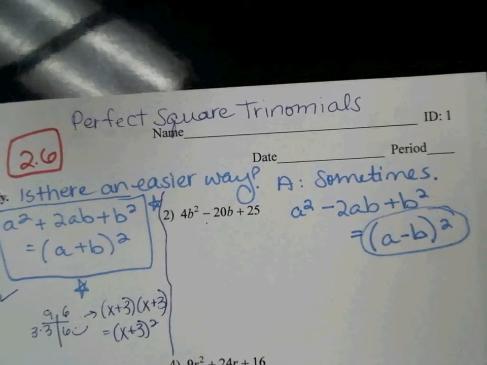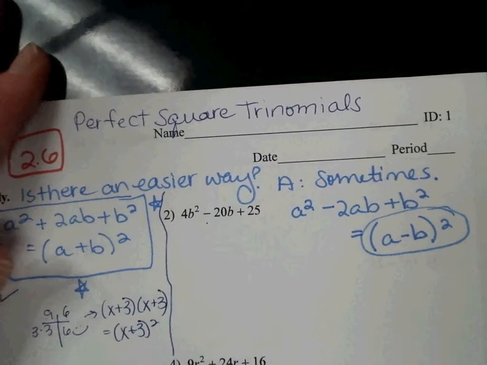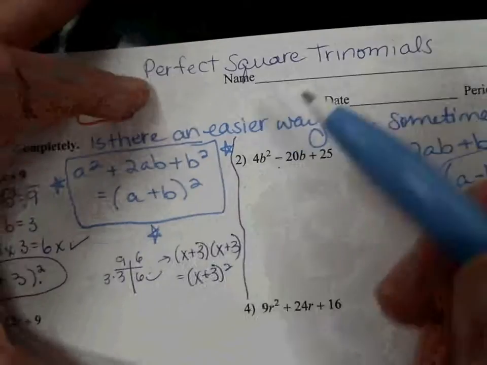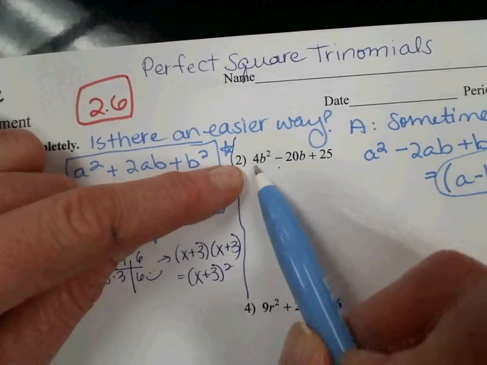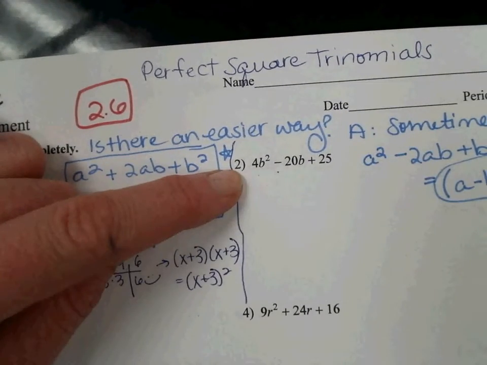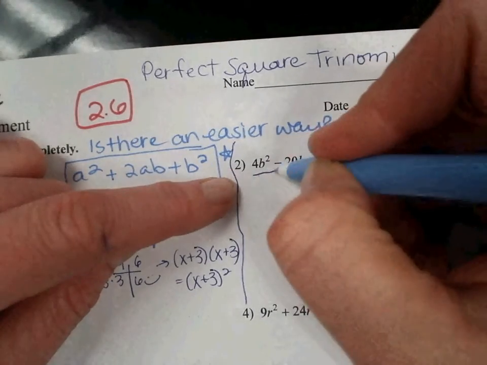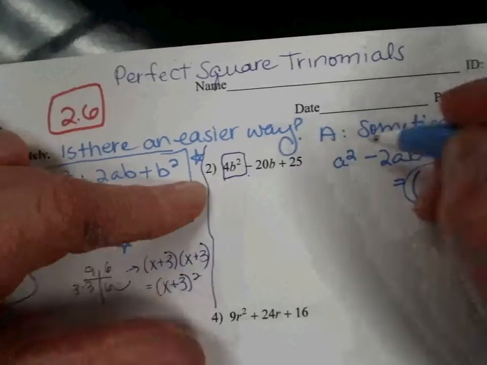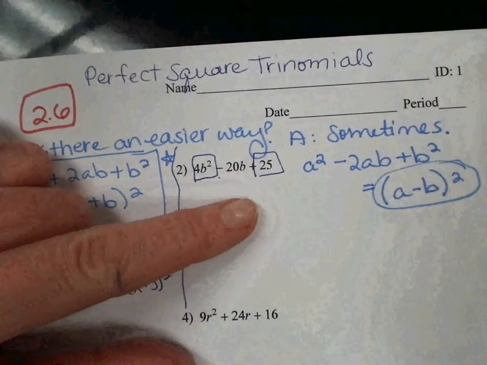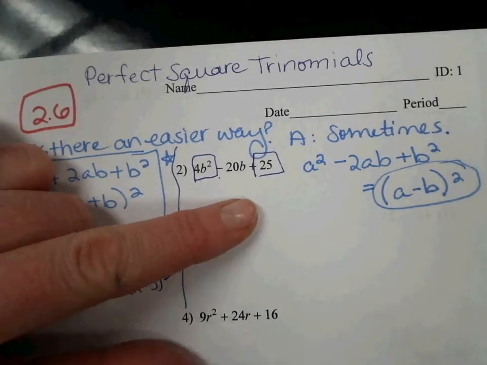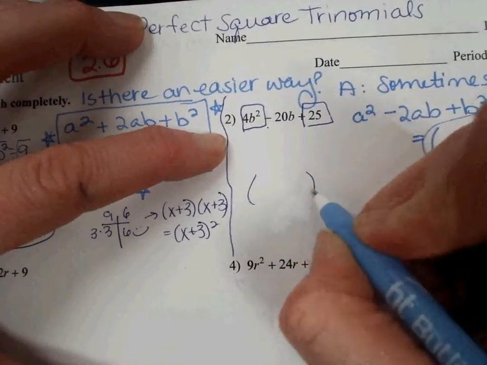And so we're going to do a few more. So we look at this first term and we go 4b squared. 4 is a perfect square, b squared is a perfect square, the whole thing's a perfect square. And then I look at my last term, 25. That's a perfect square. So I'm going, this might be real easy to factor.